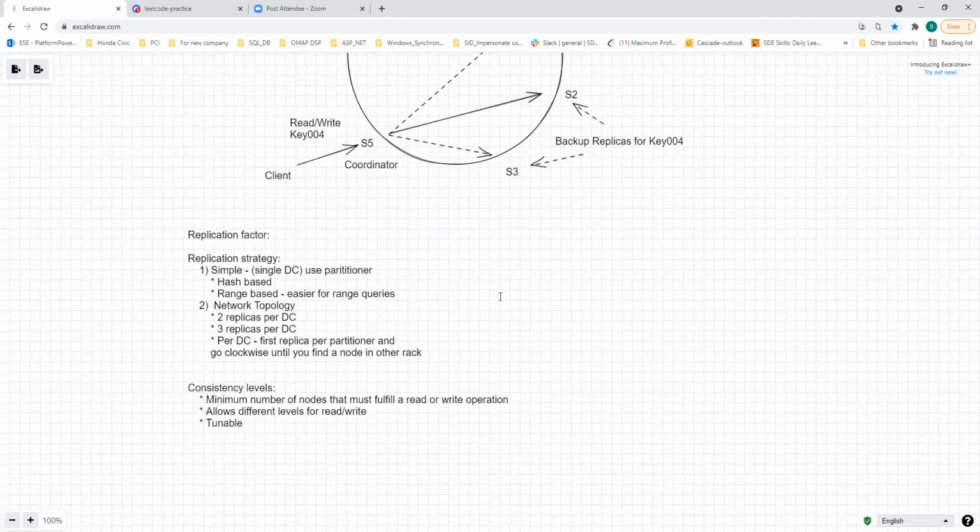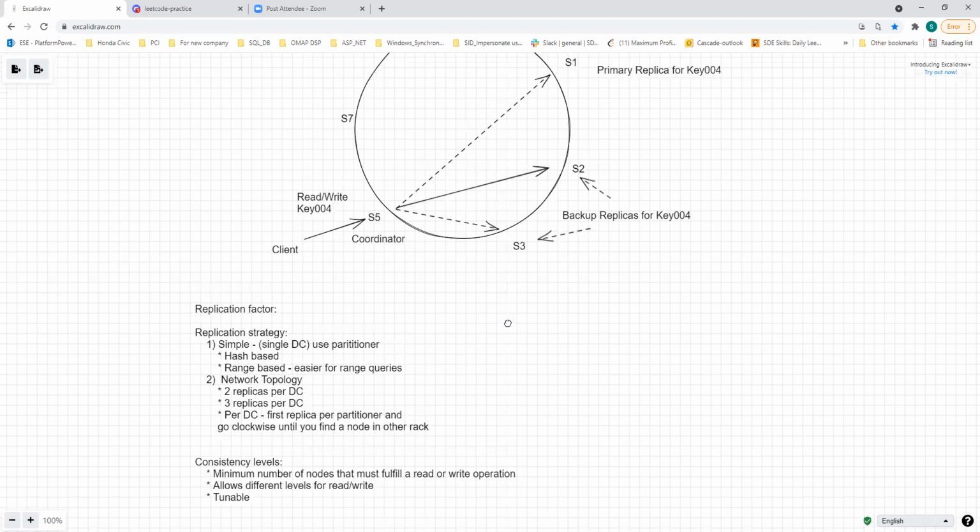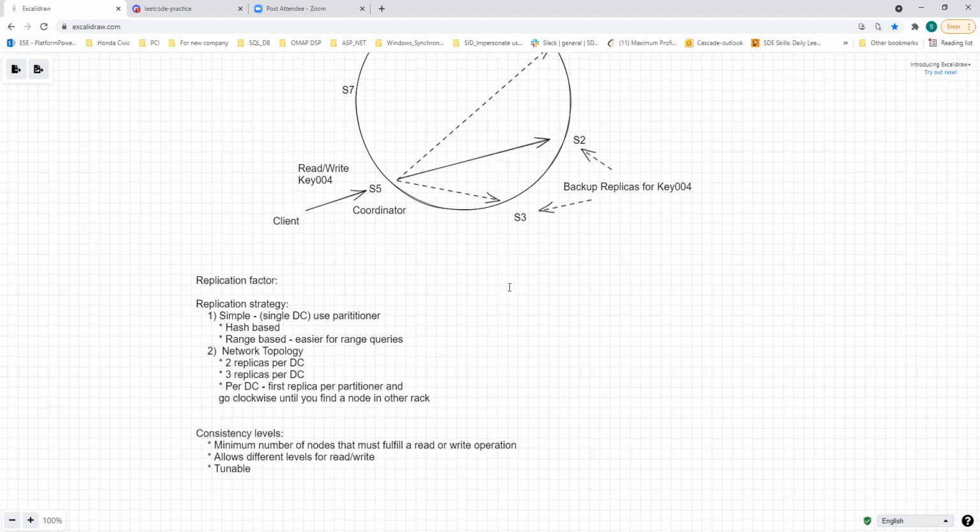So the replication strategy says that we have 2 types of replication strategies here. One is the simple replication strategy, and second is the network topology strategy. So the simple strategy is the same as what we discussed in Dynamo. It is hash based. Whenever you get a key, it is hashed and then stored in the particular range or token.